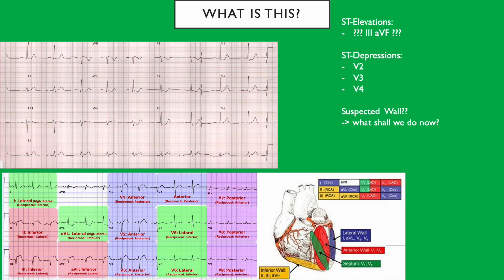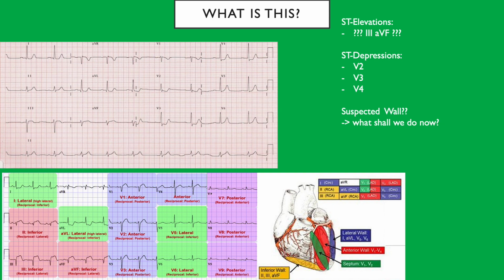So basically, ST elevations are not so clear, but you see ST depressions. You see ST depressions on V2, V3, V4, and you don't see ST elevations. So you don't know which wall. You have to confirm, like STEMI, it's STE, elevation. So which wall is elevated, you cannot see here.